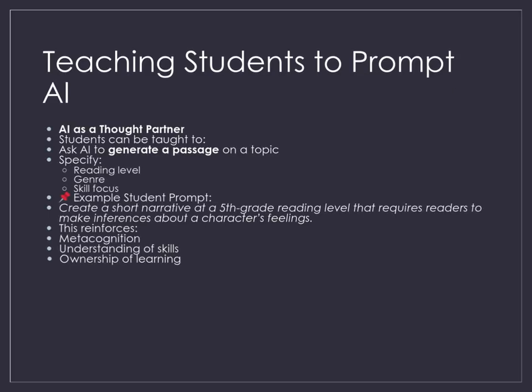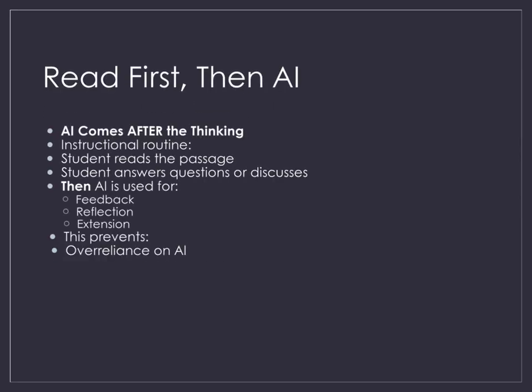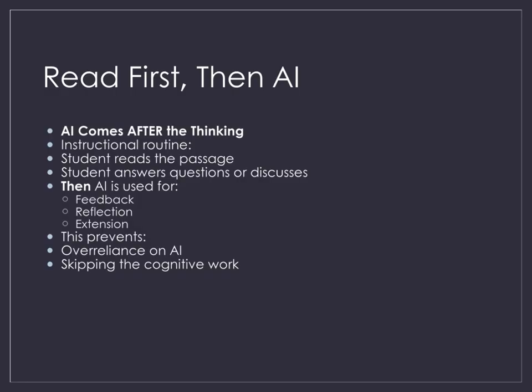All right, so teaching students to prompt AI. Another instructional move is teaching students how to prompt AI thoughtfully. When students ask AI to generate passages, they have to be specific and specify the reading level, genre, and skill focus. This will require them to understand the skill itself. So writing a strong prompt really becomes this metacognitive thinking about thinking, to show whether students understand the task at hand.